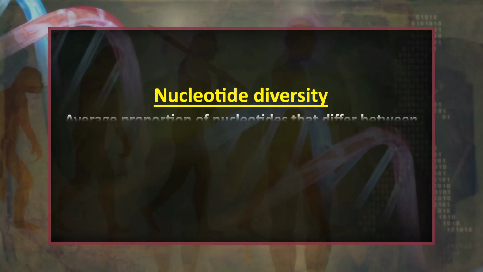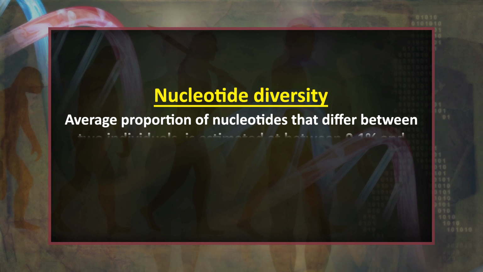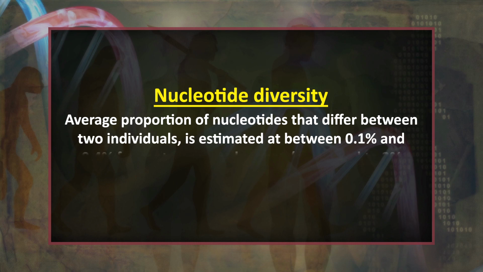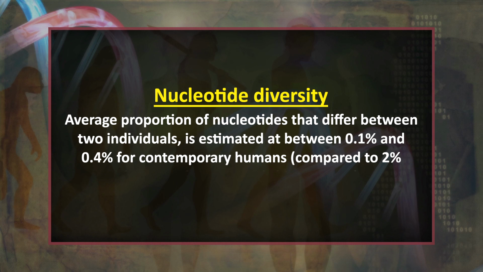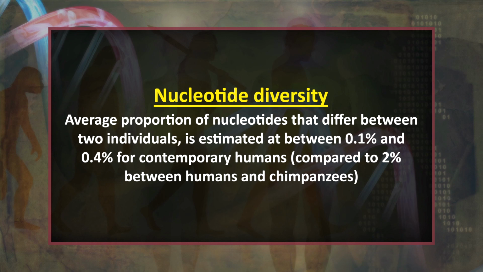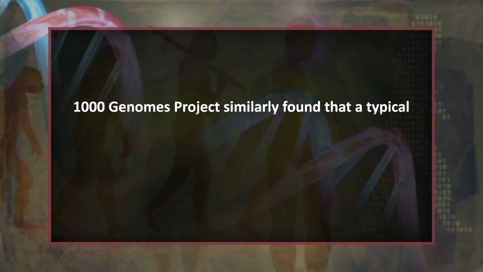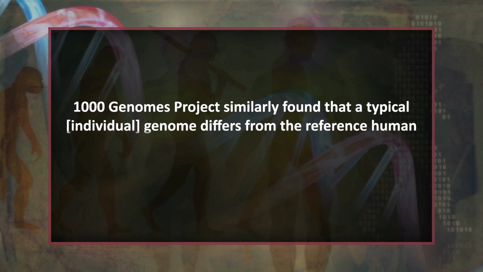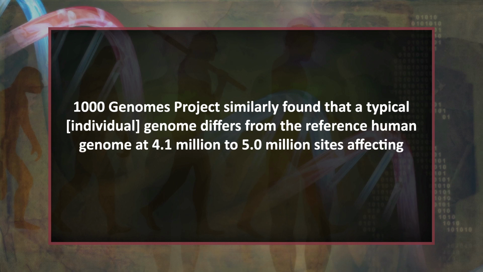Nucleotide diversity, the average proportion of nucleotides that differ between two individuals, is estimated at between 0.1% and 0.4% for contemporary humans, compared to 2% between humans and chimpanzees. This corresponds to genome differences at a few million sites. The 1000 Genomes Project similarly found that a typical individual genome differs from the reference human genome at 4.1 million to 5 million sites, affecting 20 million bases of sequence.